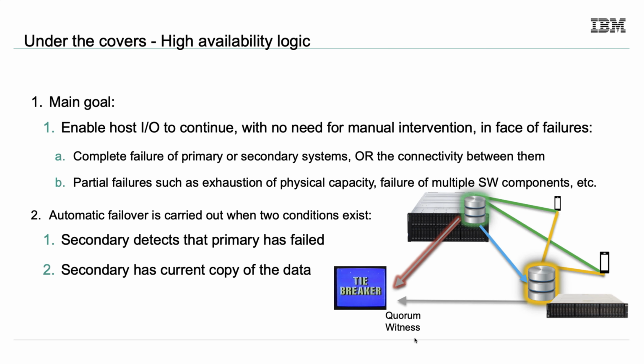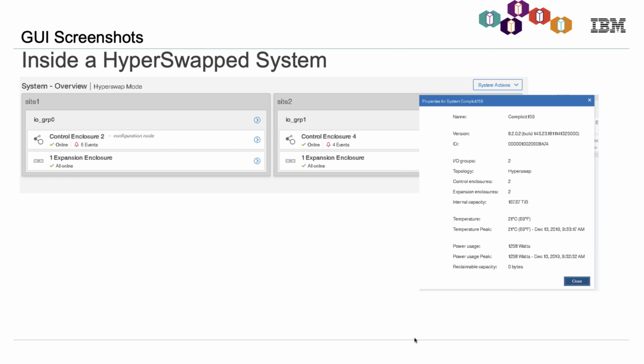The logic is basically that we want to make sure the host IO always continues no matter what failure. So that quorum witness is always going to manage and monitor everything that's going on and make sure that if it needs to step in as a tiebreaker between two different storage systems, it'll choose the winner based on the logic.